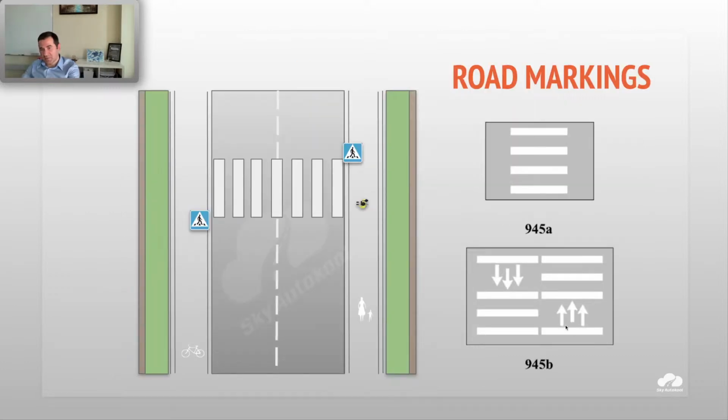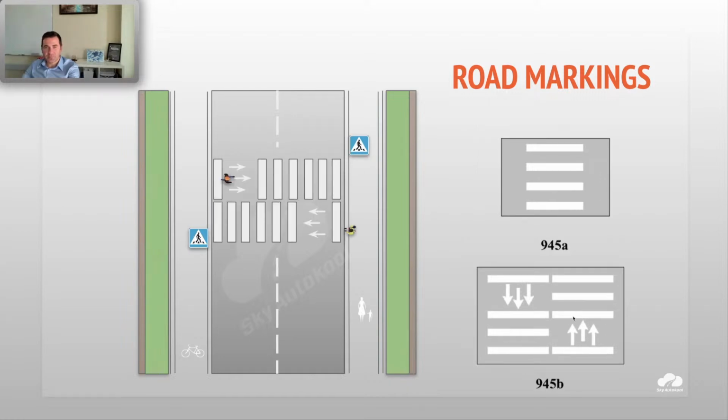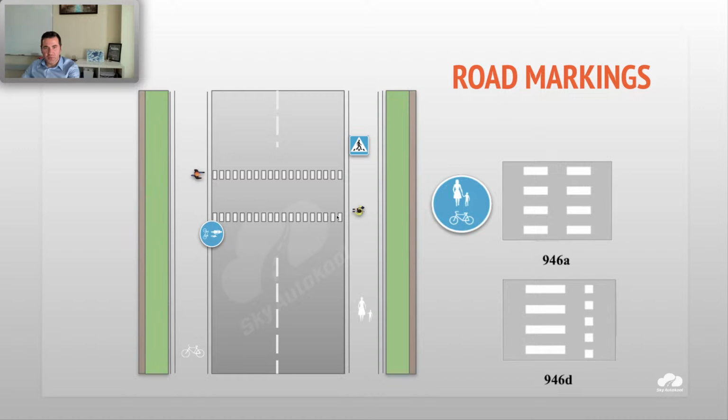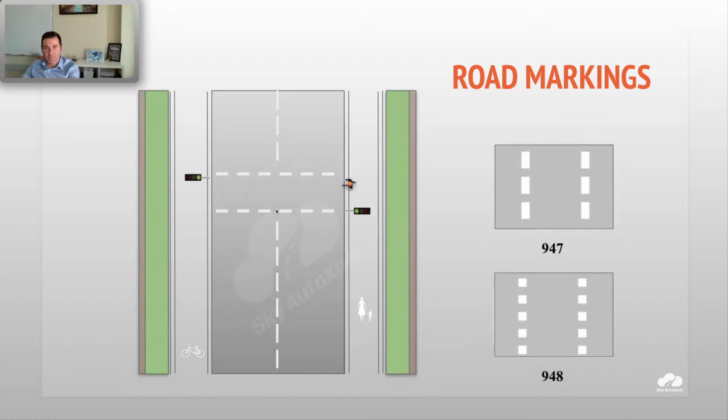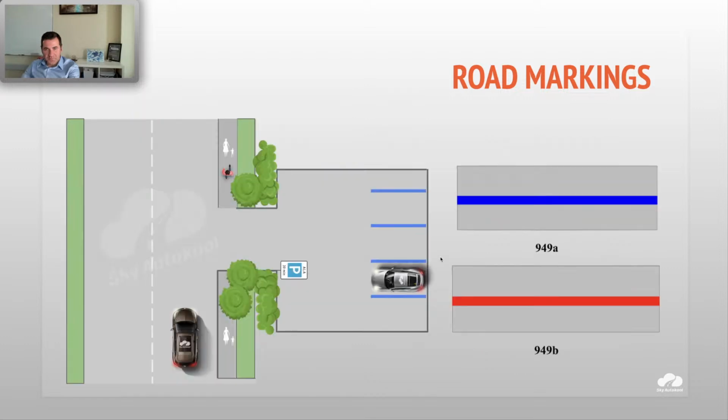Also for the pedestrians, there can be an arrow showing the direction, for example how to cross the street. Or maybe for pedestrians and for the bicycles, they can use this type of road marking, but basically that's the same. For example, like here. Or it can be like here, like this one.